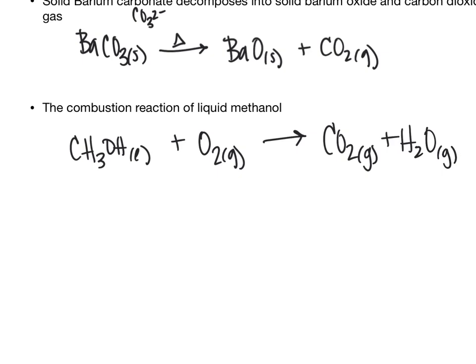And so we can go in and look at that. What we'll find is that there are 2 methanols for every 3 oxygens, creating 2 CO2 and 4 H2O. So that would be a balanced chemical equation. And don't forget, the next video will cover how to create balanced equations.